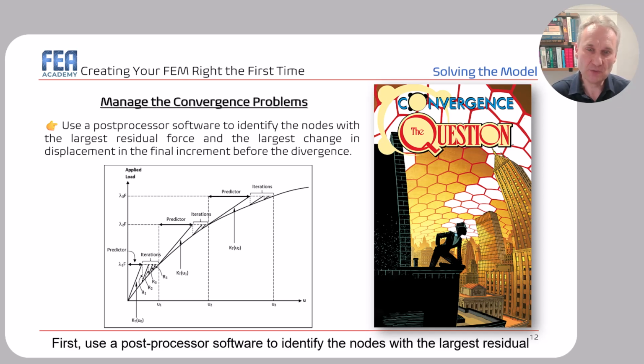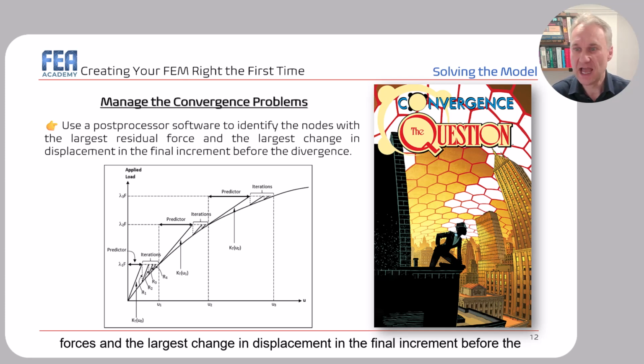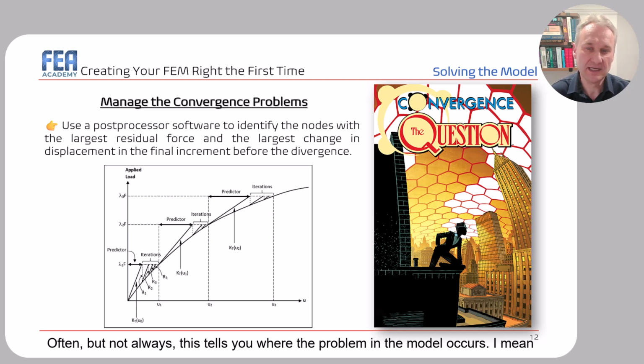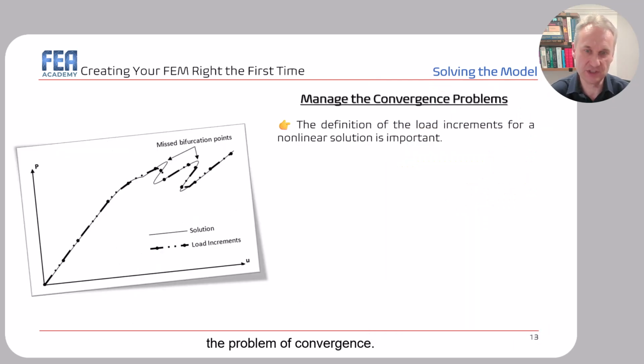First, use a post-processor software to identify the nodes with the largest residual force and the largest change in displacement in the final increment before the divergence. Often, but not always, this tells you where the problem in the model occurs. I mean the problem of convergence.